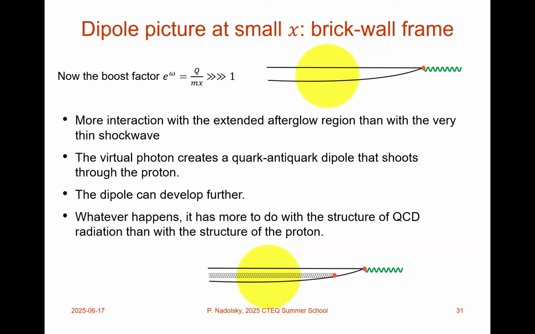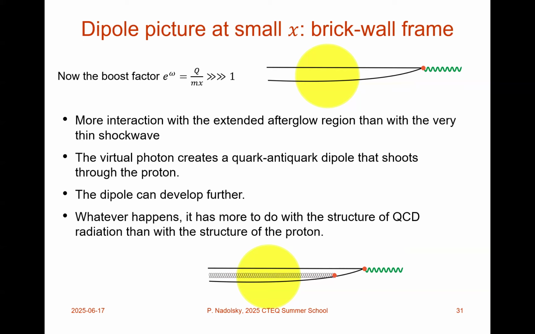Okay, so then you have this photon coming in, but now, first of all, the shock wave becomes extremely thin. And so it's very unlikely that the photon will hit the shock wave. It's much more likely it will hit the full afterglow region. Therefore there will be less interaction through the traditional parton channels and more interaction with this afterglow.